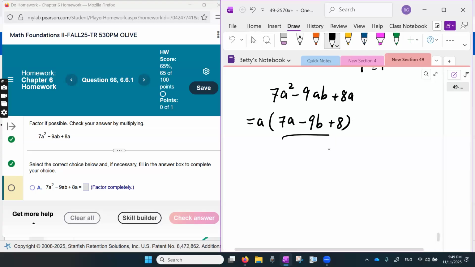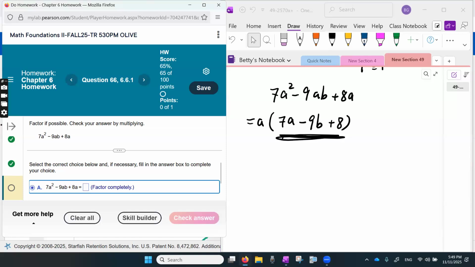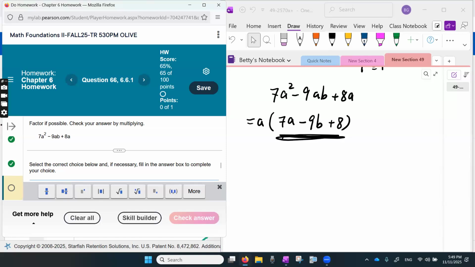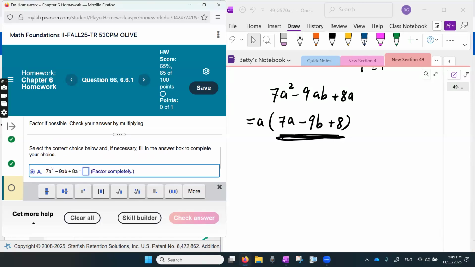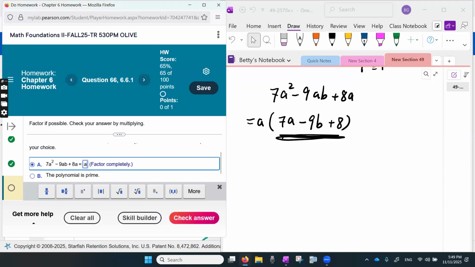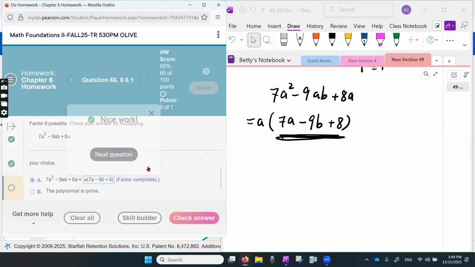And this is not factorable, okay? Yeah, that trinomial is not factorable, it's linear. So all we need to do is to factor the GCF out. We have a letter A outside. Inside the parentheses, we have 7a minus 9b plus 8, right?